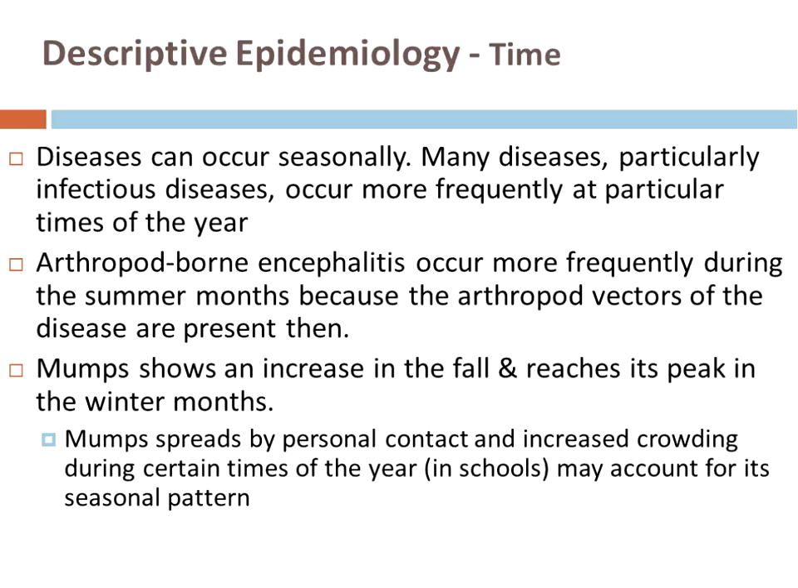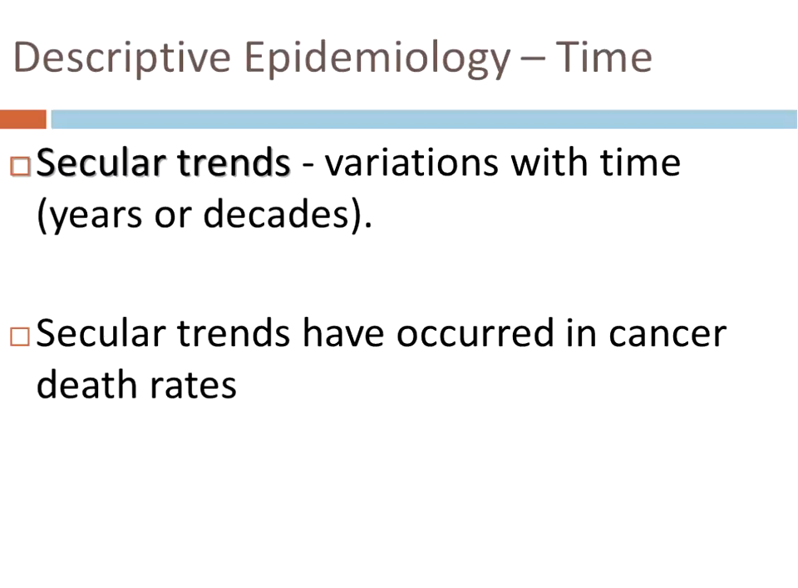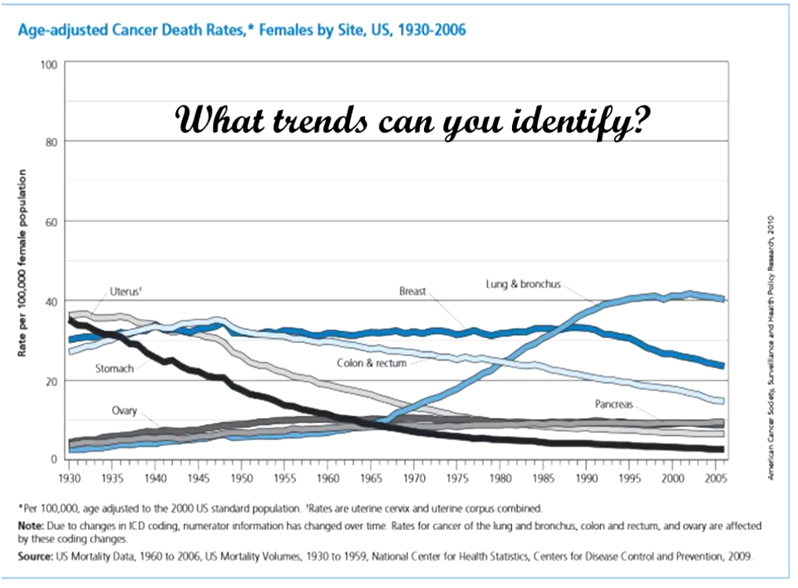We know diseases occur seasonally. We talked about that. Mumps show up in the fall, reaches its peak in the winter months. RSV does the same. When does something like communicable diseases spread? More so in the summer and the winter. Maybe when people go on spring break. So are there trends over time? Do we see more influenza now than we did in 1940? Or do we see less influenza now than we did in 1940? Any trends?